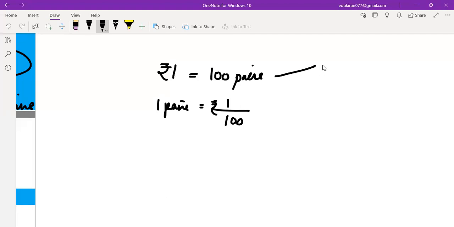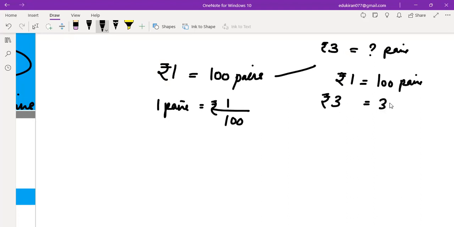If I give you a question like 3 rupees equal to how many paise, what will you do? You will write it like this: 1 rupee equals 100 paise. Then 3 rupees would be 3 multiplied by 100. So that will be 300 paise. Clear?